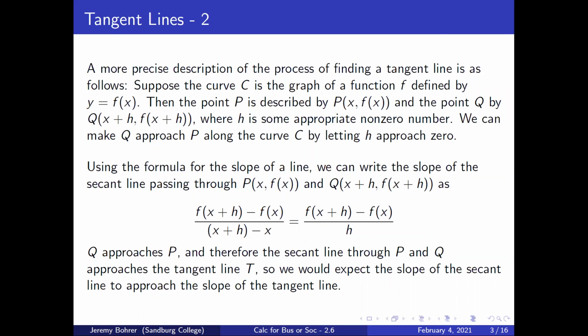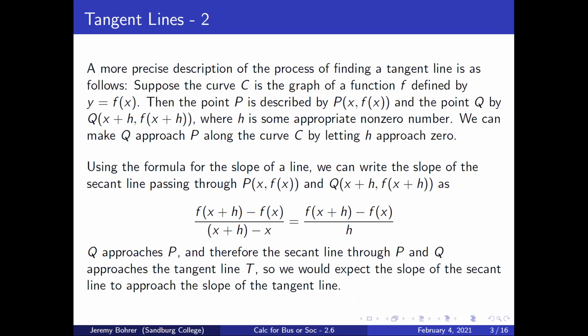A more precise description of the process of finding the tangent line is as follows. Suppose the curve C is the graph of a function f defined by y equals f of x. Then the point P is described by P(x, f(x)), and the point Q by (x plus h, f(x plus h)), where h is some appropriate non-zero number. We can make Q approach P along the curve C by letting h approach 0.